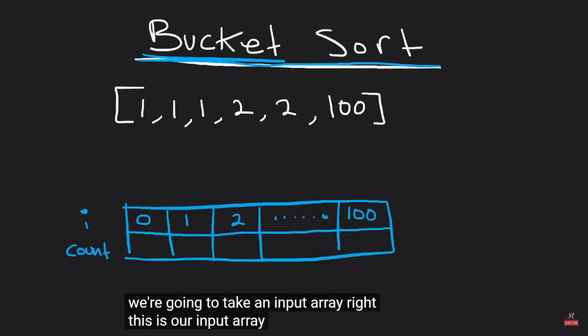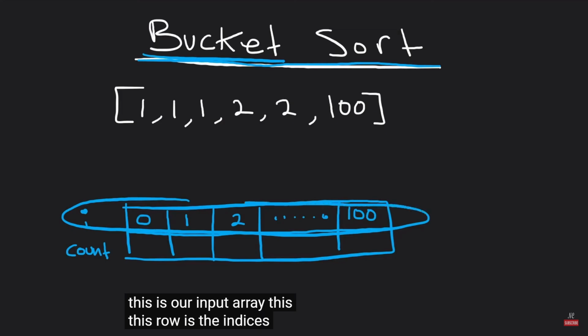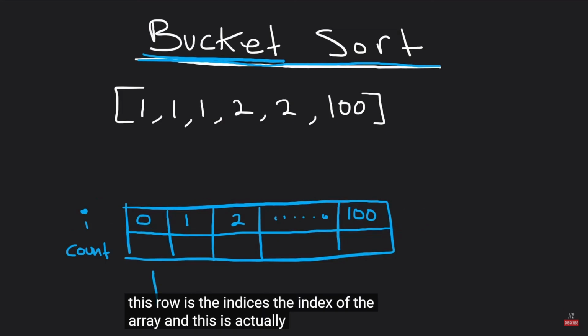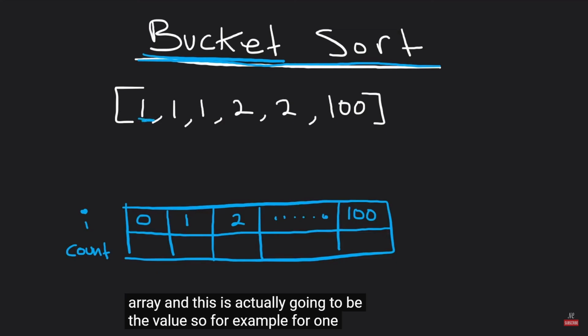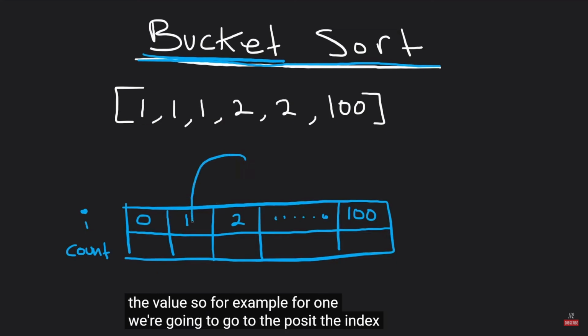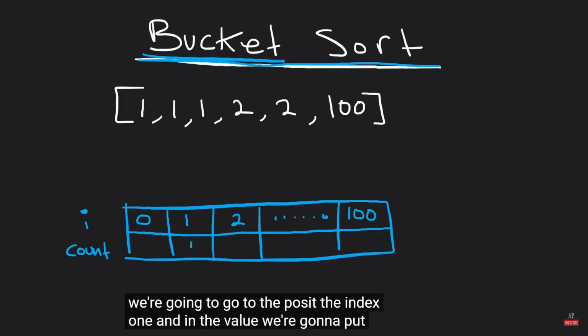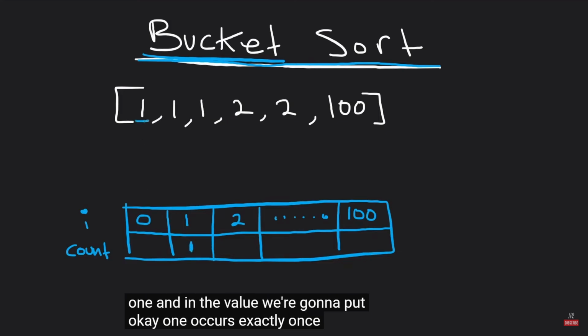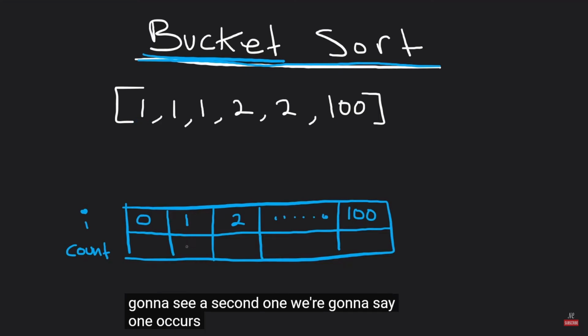This is our input array. This row is the indices, the index of the array, and this is actually going to be the value. So for example, for 1, we're going to go to the index 1, and in the value, we're going to put, okay, 1 occurs exactly once. Now we're going to see a second one, we're going to say 1 occurs twice, right?